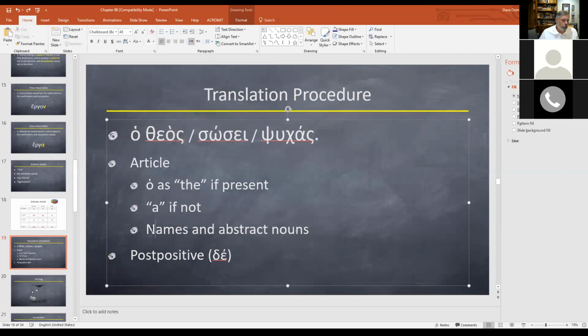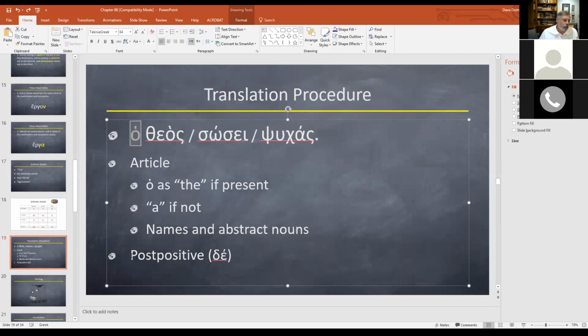Where I was going with that. Names and abstract nouns may have the article. But we don't always translate the article. We don't say "the Abraham," or sometimes we don't even say "the God." So sometimes we don't translate the, just to make it easier reading.